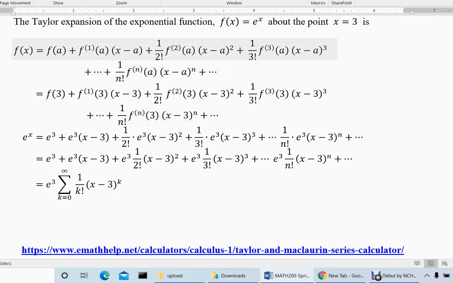Now substitute the values. The first term is f of a, which is f of 3, which is e cube. First derivative into x minus a at a equal to 3, so you will get e power 3 into x minus 3. Then 1 over 2 factorial into second derivative into x minus a whole square, you will get e cube into x minus 3 whole square. It goes on like that. This e cube is coming in all the places, so you can write it as e cube summation 1 over k factorial into x minus 3 whole power k, k going from 0 to infinity.